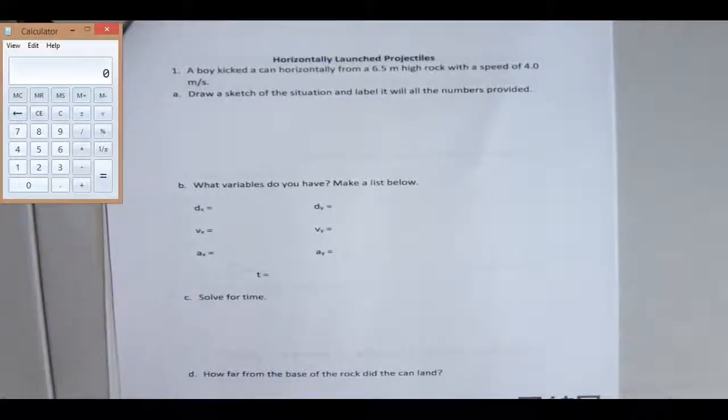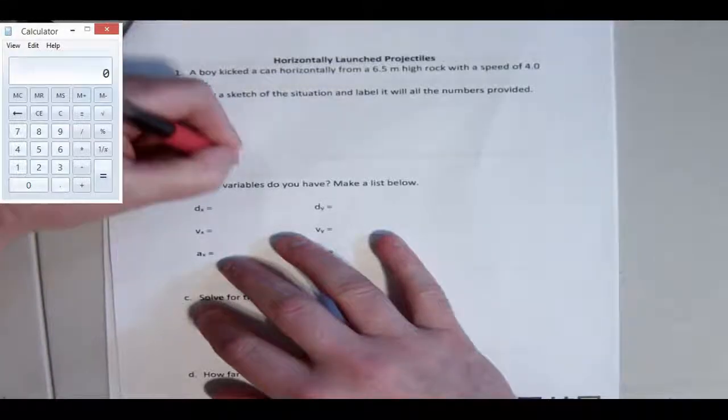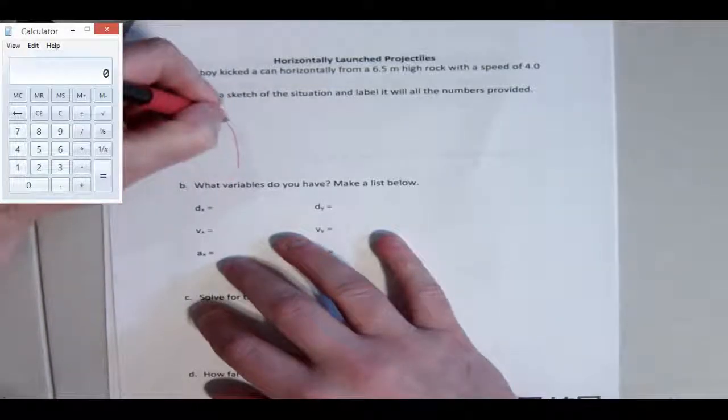Okay, so let's look at this. A boy kicked a can horizontally from a 6.55 meter high rock with a speed of 4.0 meters per second. So, start with the sketch. Don't overkill this. It's a sketch. It's simple. Here's a kid. He's standing on a rock, right?